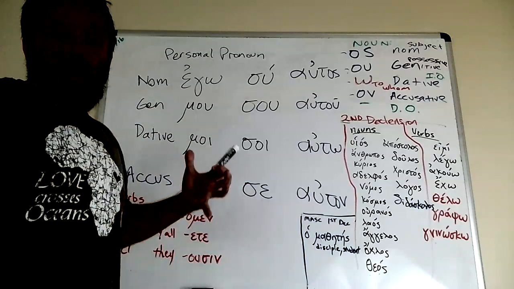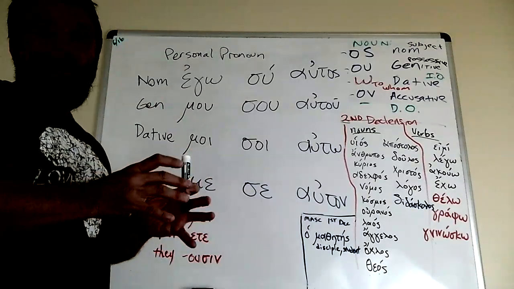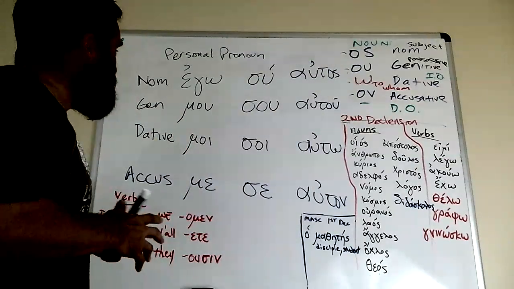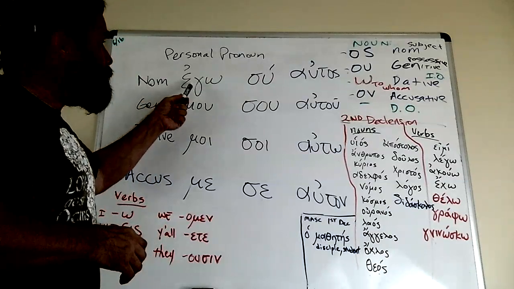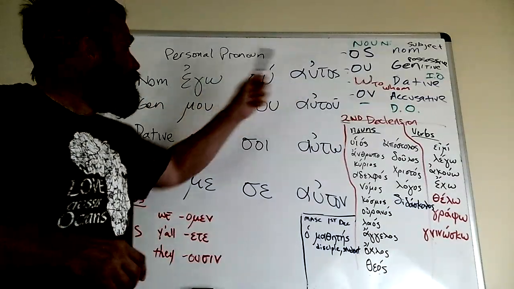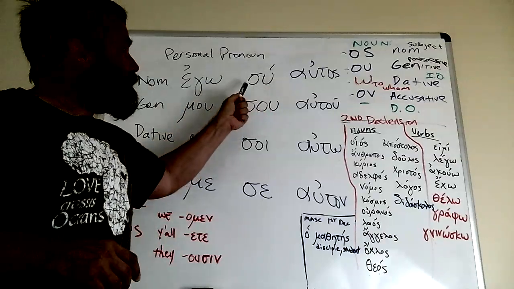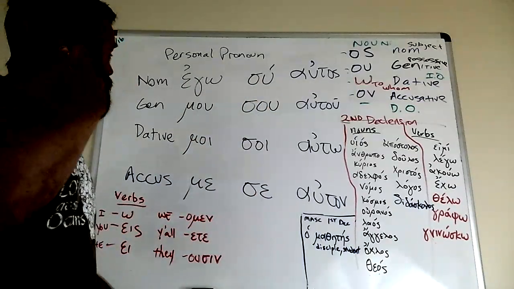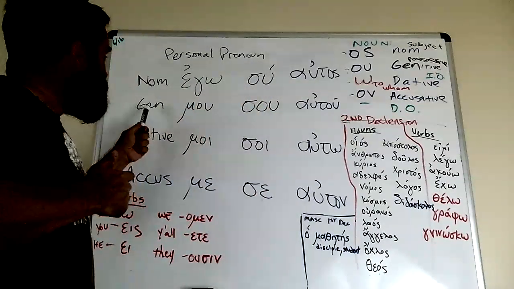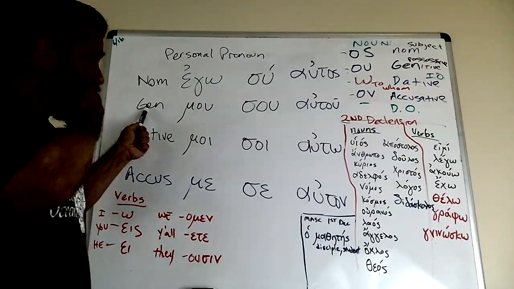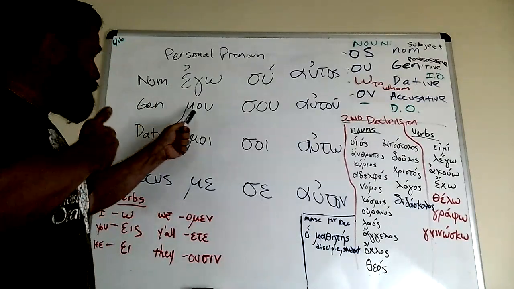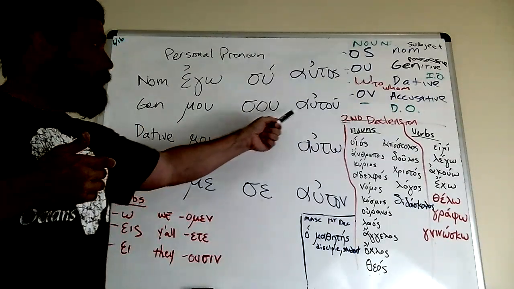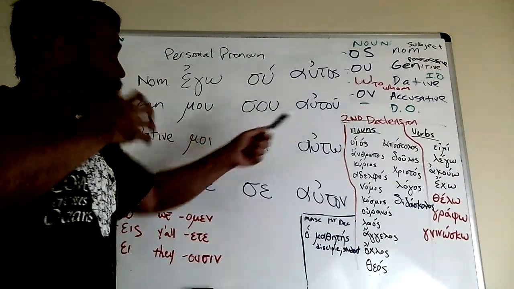So again, a personal pronoun is where you're basically replacing the noun with a me or you or him or something like that. So basically, here's the word for I, you, he, and that would be ego, su, autos. Sigma upsilon, su, autos. So ego, su, autos, and that's nominative. Then the genitive is mu, and then second person singular is su, and then third person singular is autu.